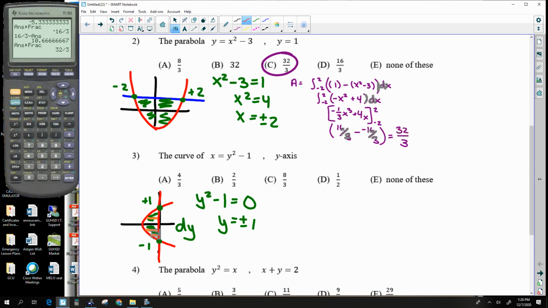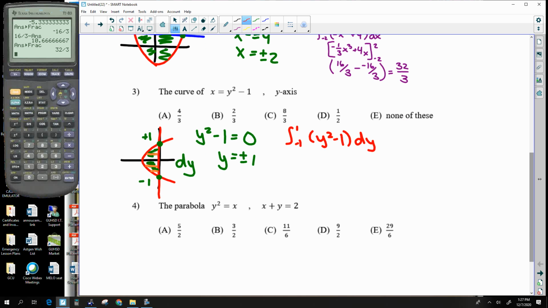All right, so this is going to be the integral from negative 1 to 1 of y squared minus 1 dy. So this is 1/3 y to the third minus y from negative 1 to 1. Ooh, I see. Ooh, okay. Close.